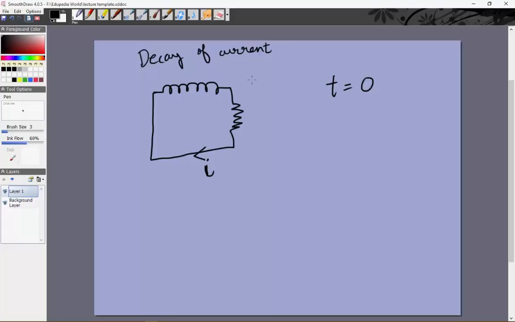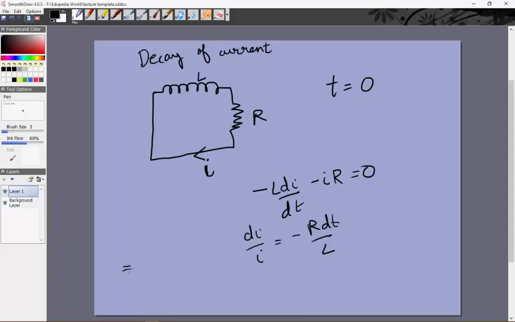the circuit. How it's flowing is not our concern, but nothing is driving the current in this circuit. Right? So initially I will be the current, this is L, this is R, and again we'll get the similar relations. In this we'll get minus L di by dt minus IR is equal to 0. Right? From that we can get di by I is equal to minus R dt by L. From that we can get ln I by I naught. Initially the current was I naught.